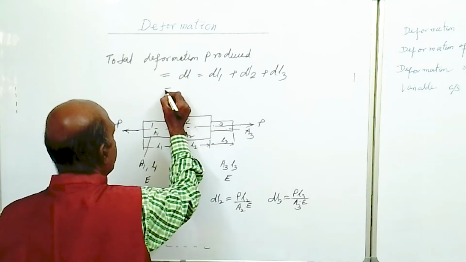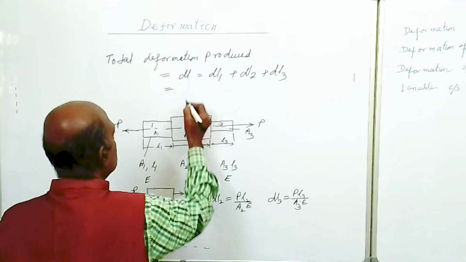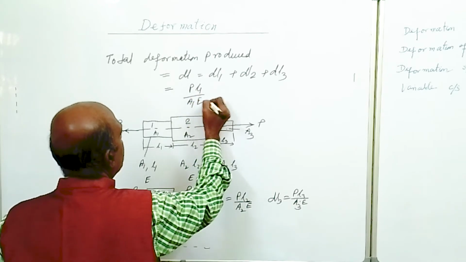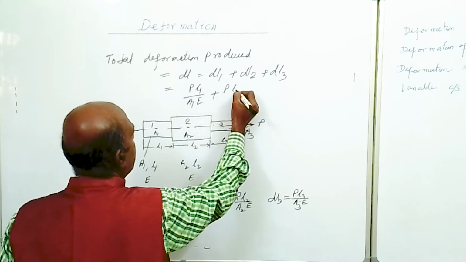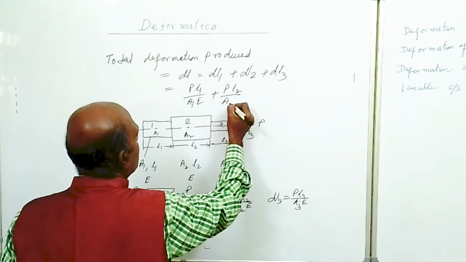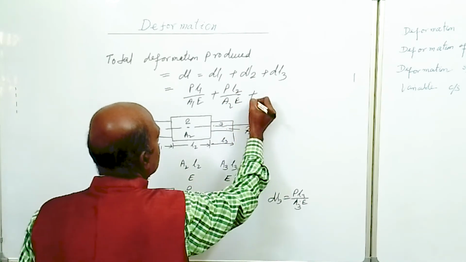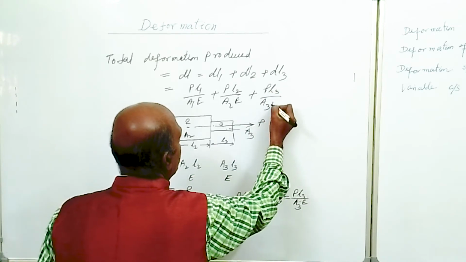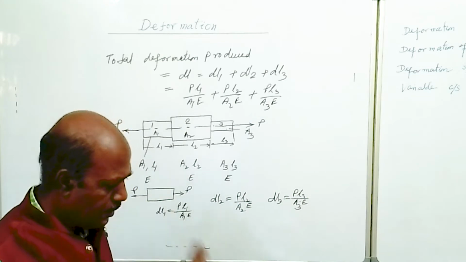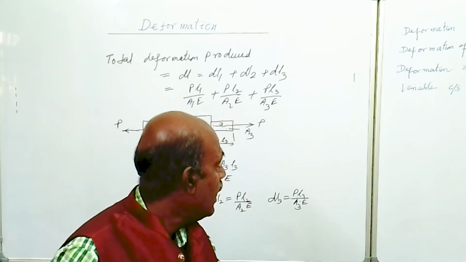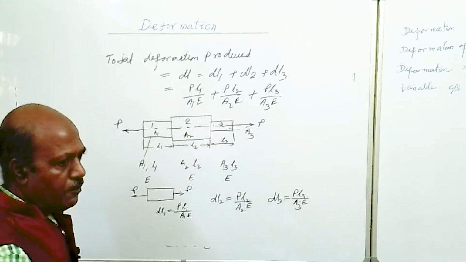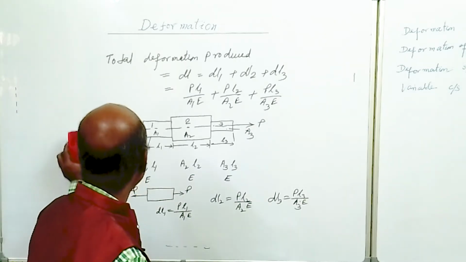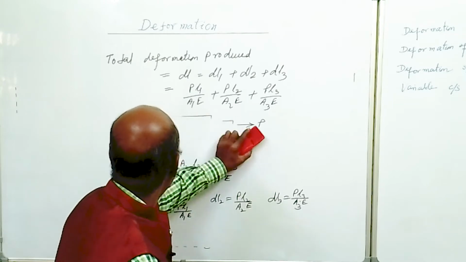So we can write dl is equal to P into L1 by A1 into E plus P into L2 by A2 into E plus P into L3 by A3 into E. This is the mathematical derivation of the deformation produced in a bar of varying cross sections. Now we will see some problems on these two topics.